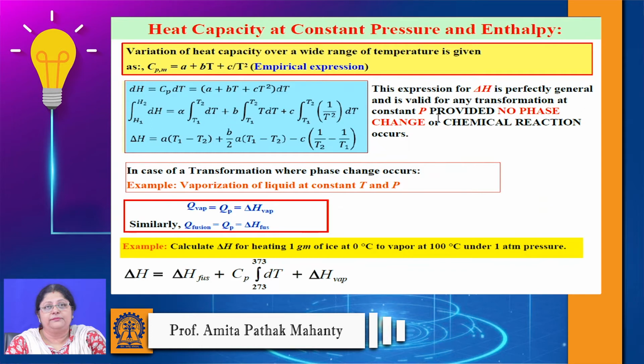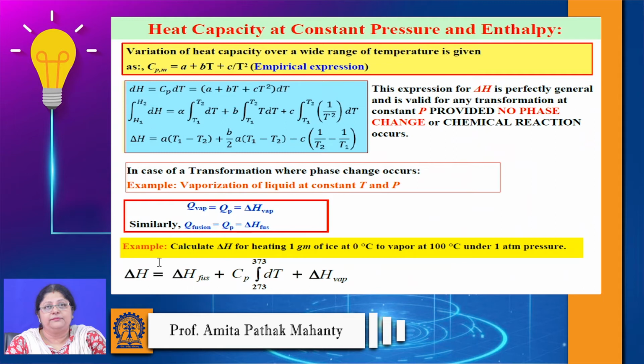These are things which you have to do. We are not going to go into details of this, but you have to find out what happens if there is a phase transition. Phase transition means that the enthalpy of the process becomes equal to the heat transfer. So the enthalpy of vaporization will be equal to the heat transferred during vaporization, or similarly for fusion.